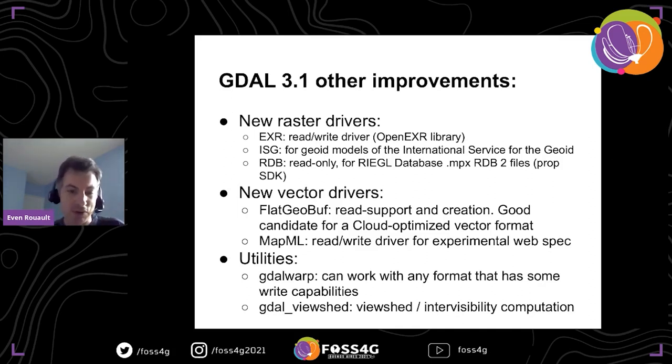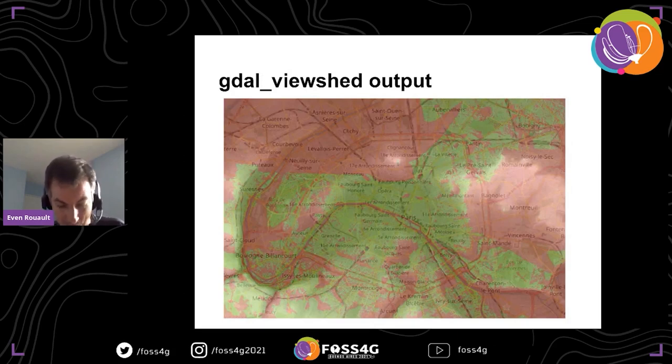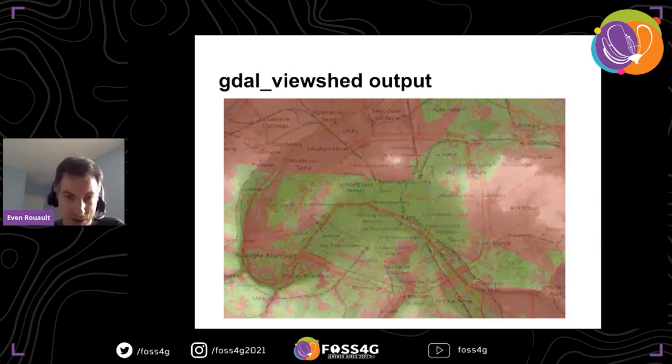And we also have GDAL ViewShed, which is a new utility to compute viewshed or intervisibility. So here you have an example of that. It's an observer that is set on the Montmartre Sacré-Cœur Basilica in Paris, and it uses the default settings of the utility. So in green, you can see what the observer can see, and in red, what is masked.